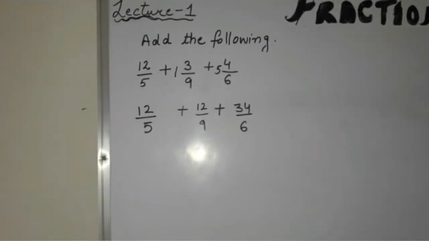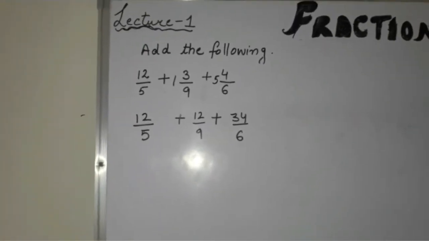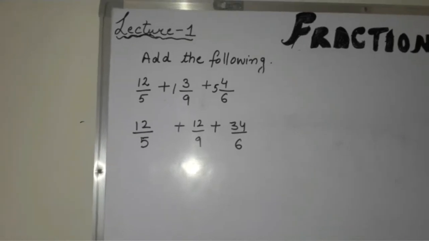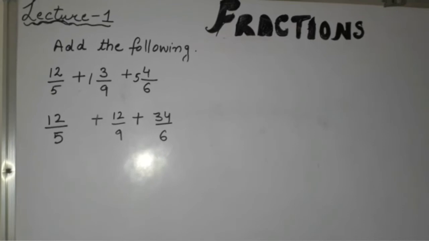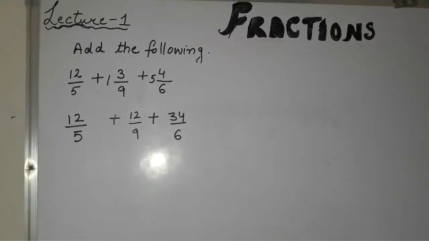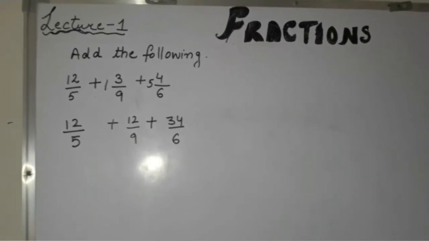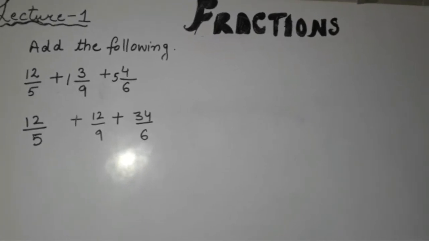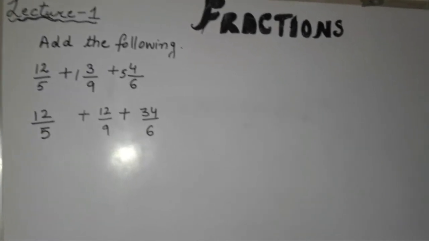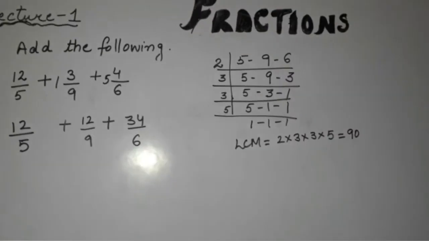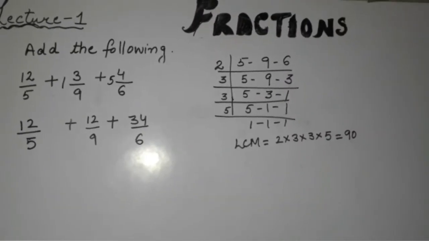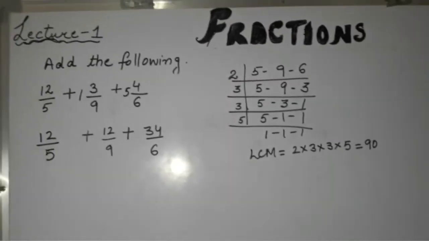And after that, what will I do? I have different denominators now, so I will take the LCM. Keep one thing in mind: whenever you want to solve fractions and you have different denominators, first you have to make their denominators the same by taking the LCM. After taking the LCM, I get my LCM as 90.